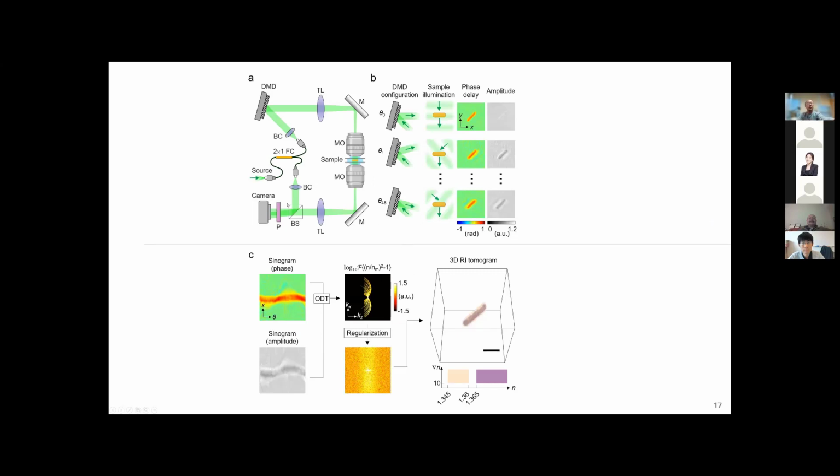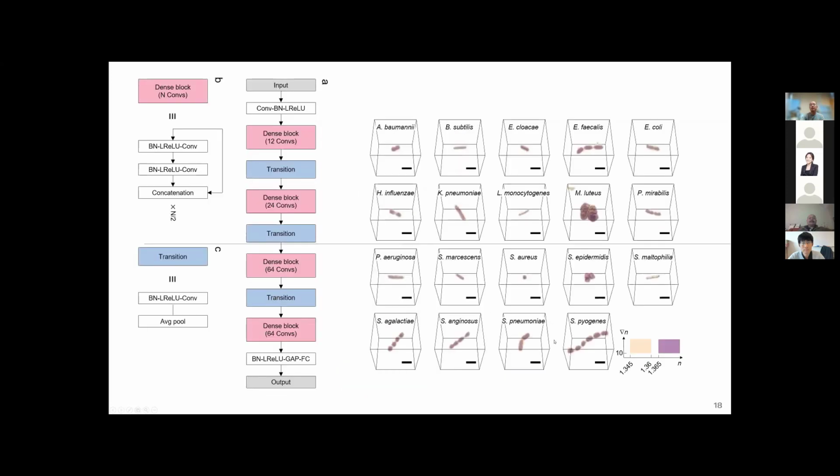For the sake of time, I'm not going into details of the optical parts, but by scanning the illumination angles, we have measured multiple 2D hologram images of the individual cell. And by applying the reconstruction algorithm, we can reconstruct the three-dimensional distribution of refractive index of an individual bacterium as a function of XYZ.